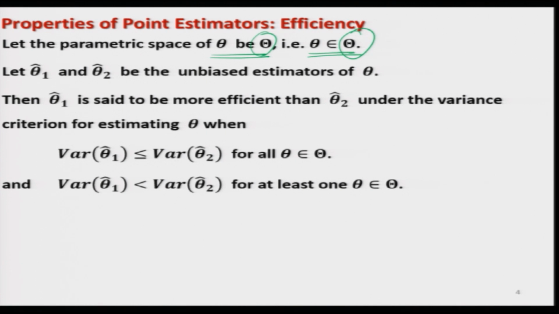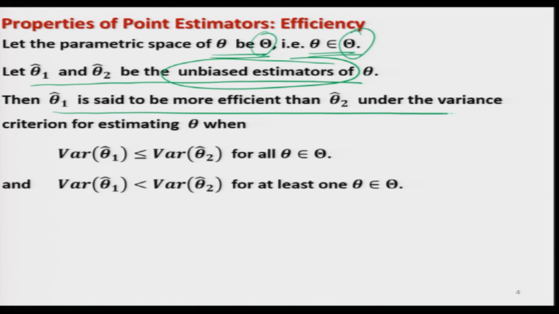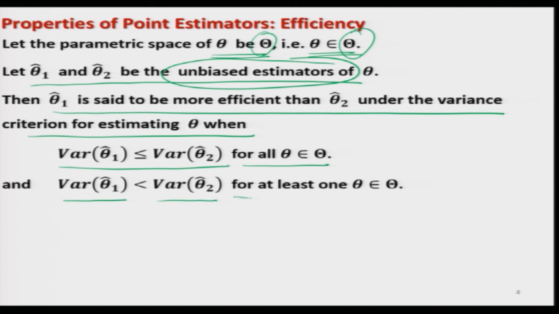Okay. So now suppose we want to estimate this parameter theta, and suppose theta 1 hat and theta 2 hat are two estimators of theta, and both are unbiased. Then theta 1 hat is said to be more efficient than theta 2 hat under the criteria of variance for estimating the parameter theta when variance of theta 1 hat is less than or equal to variance of theta 2 hat for all theta belonging to capital theta, and variance of theta 1 hat is strictly less than variance of theta 2 hat for at least one theta belonging to capital theta.